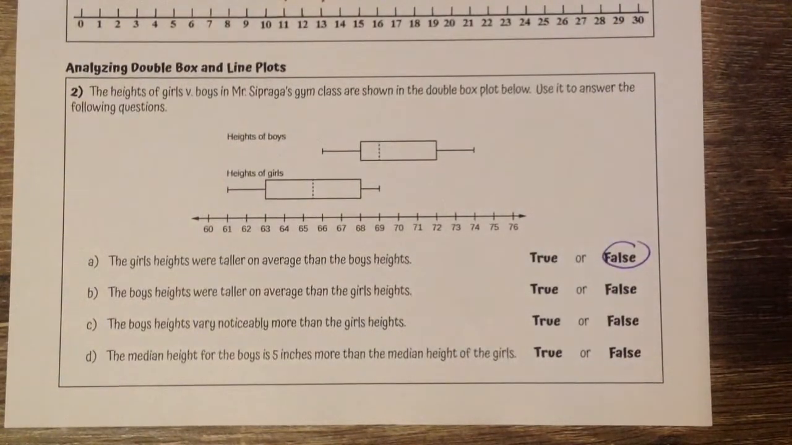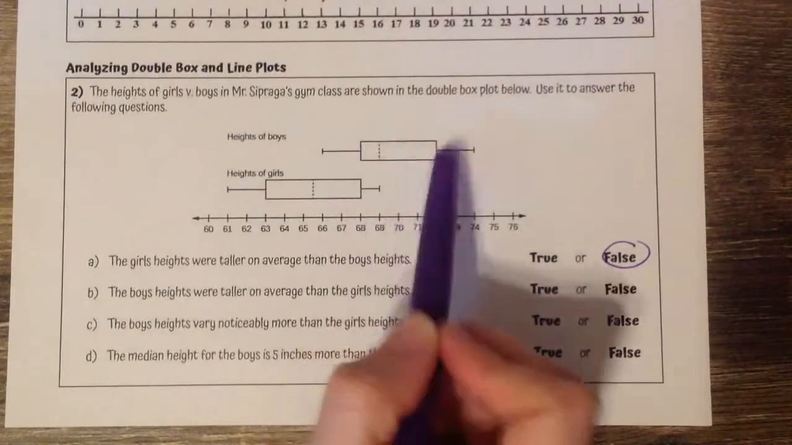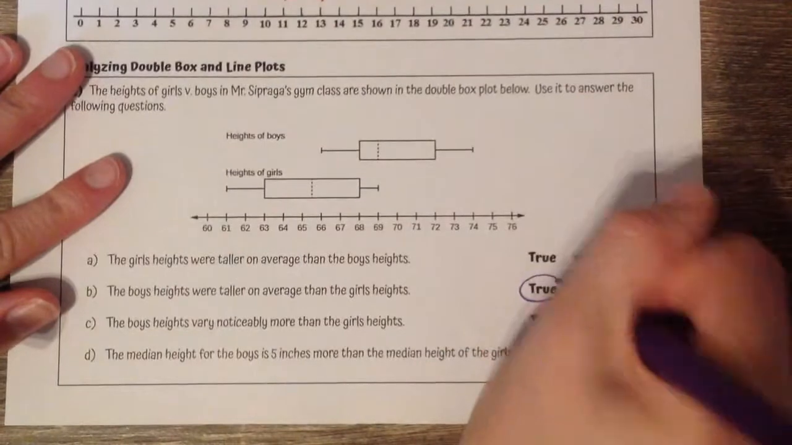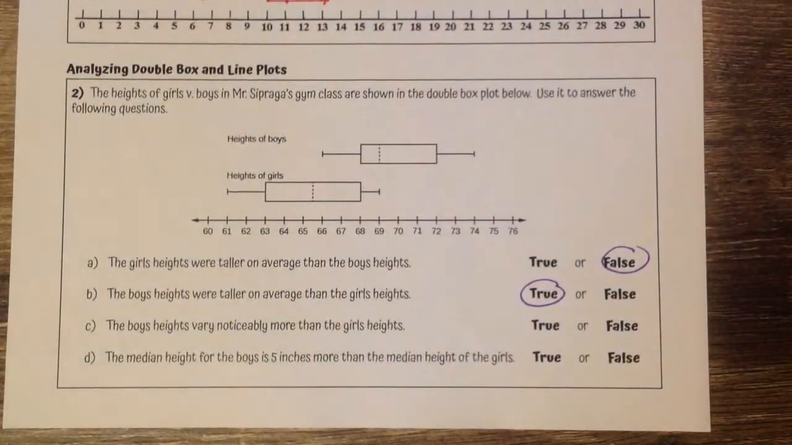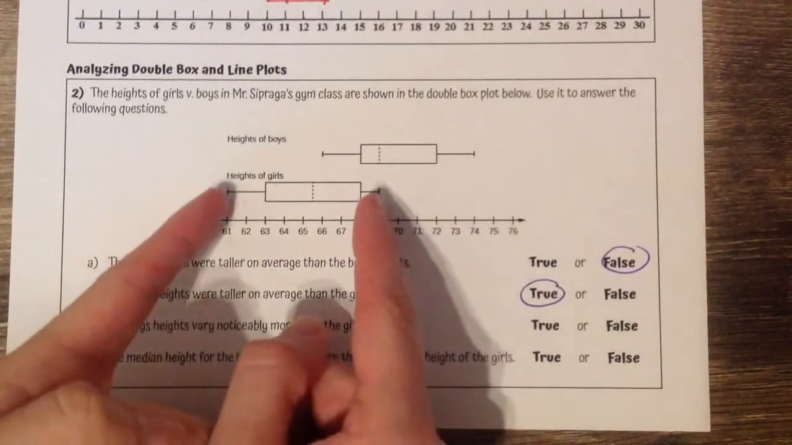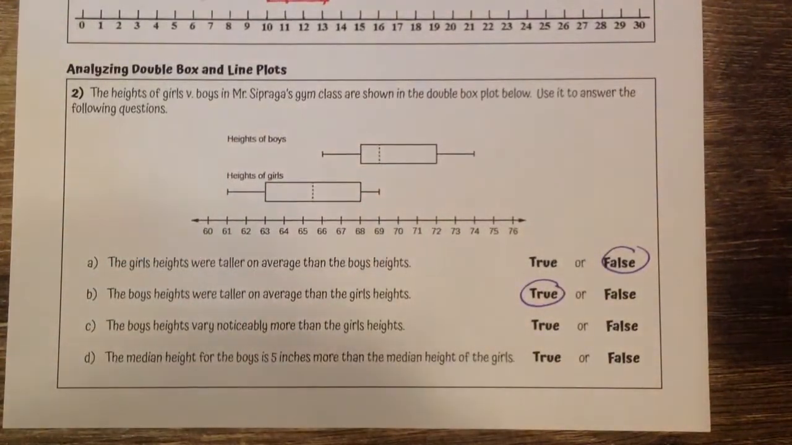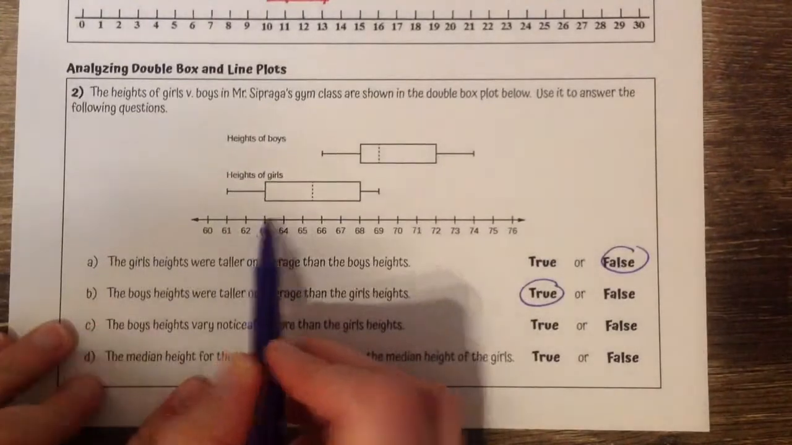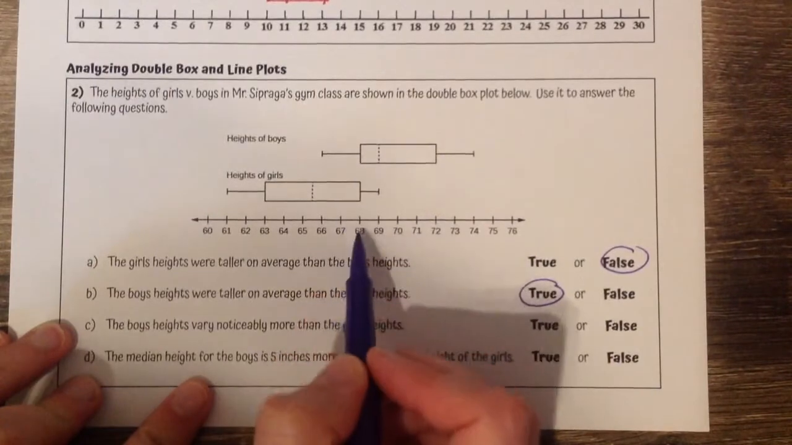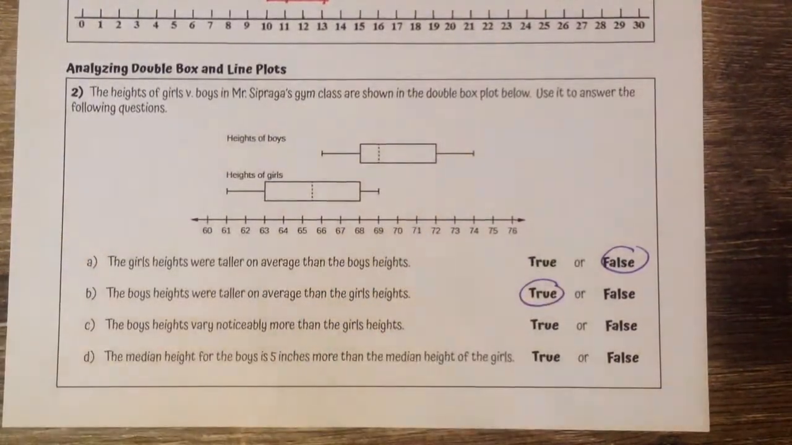The boys' heights were taller on average than the girls' heights. Yeah, most of the boys' heights, generally speaking, are higher than the girls, so that is true. The boys' heights vary noticeably more than the girls' heights. So what I would really look at here is there's going to be some parts that are different, but overall, how big this box plot is compared to this box plot. Even if we look at our IQR, which would be from here to here, 63 to 68 is 5. From here, 68 to 72 is 4. Is that really that much different?